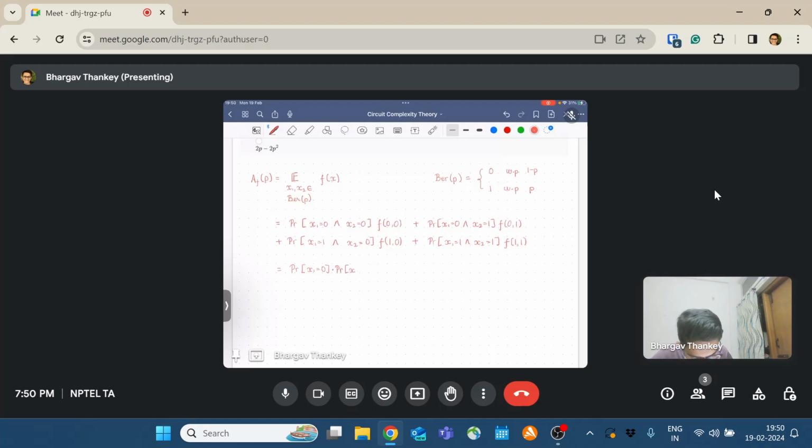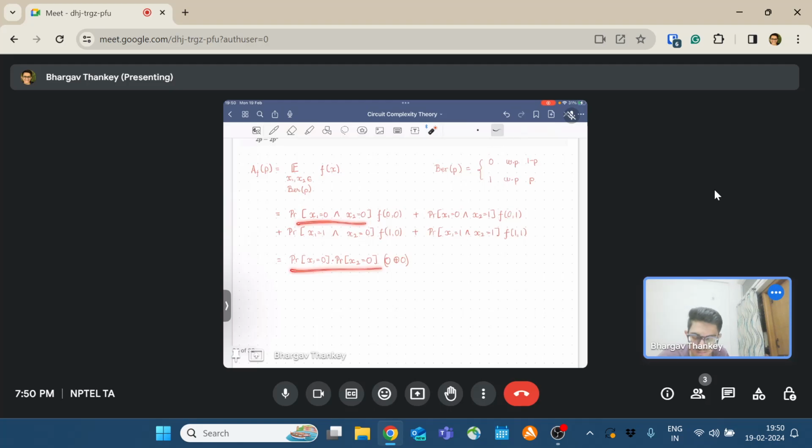Later on that f will be replaced by XOR. I can do it over here. My claim is these two quantities are the same. Why? Because they are independent. So here is where we are using independence. And I'm not writing the rest. Everything I'll just split. Okay, let me write it, because I want it exact.